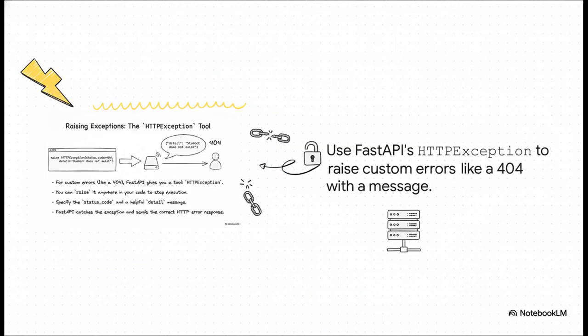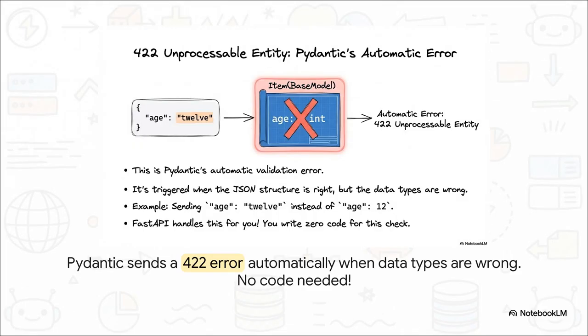Well, FastAPI gives us this fantastic little tool called HTTP exception. When your code figures out that a student doesn't exist, you can just raise an HTTP exception. You tell it the status code, 404 in this case, and you can even add a helpful message. FastAPI then does all the work of sending the proper error response back to the user. It's super clean.